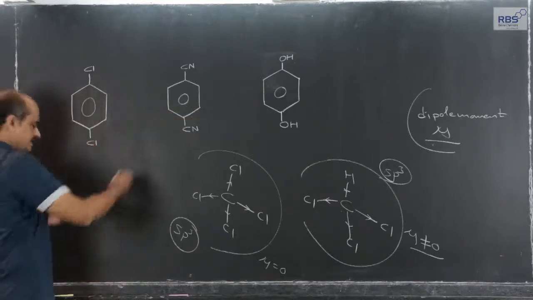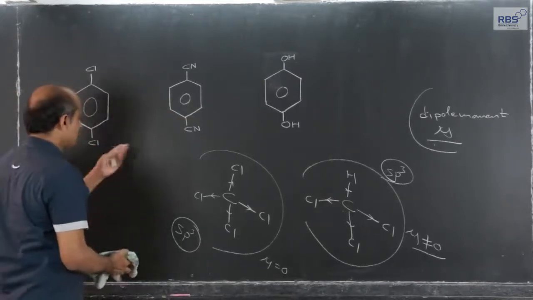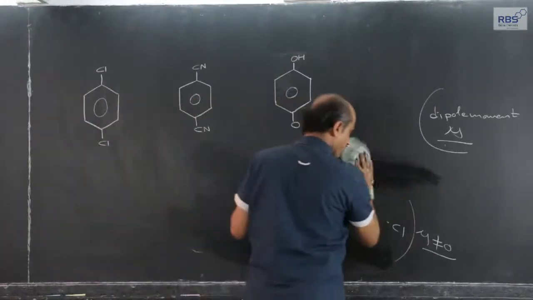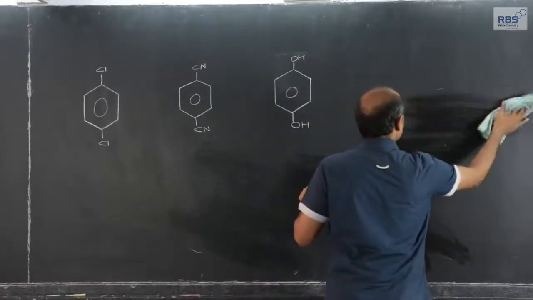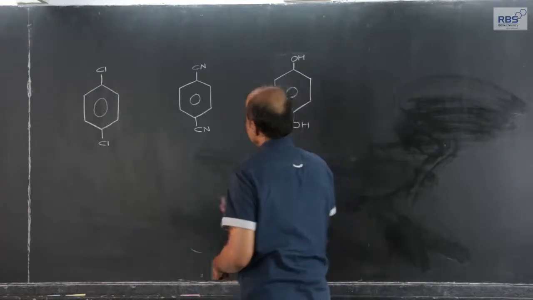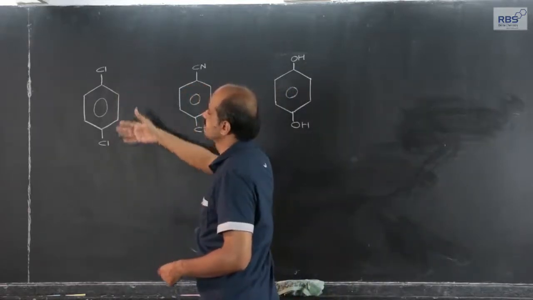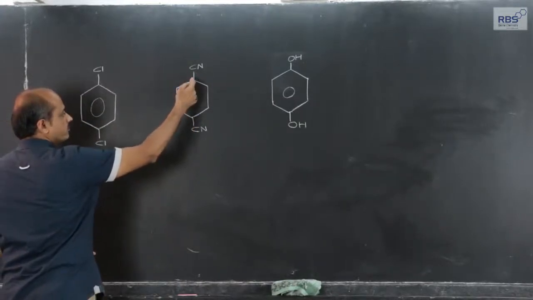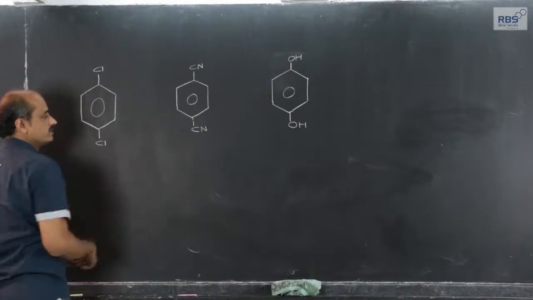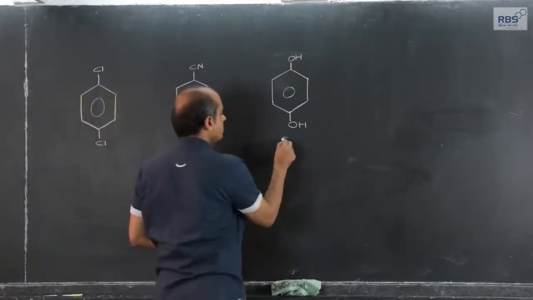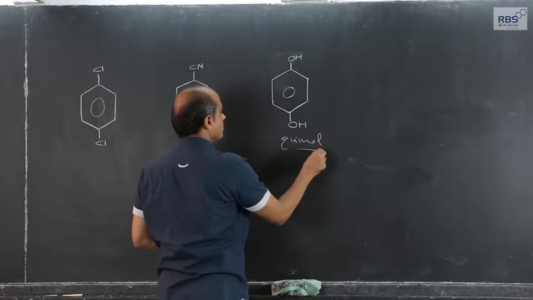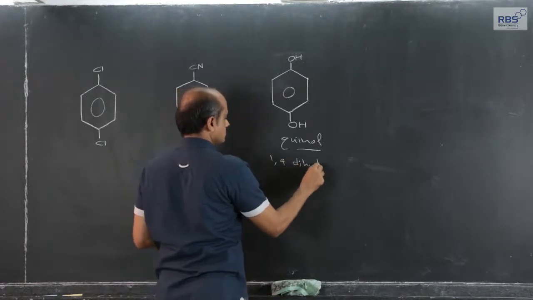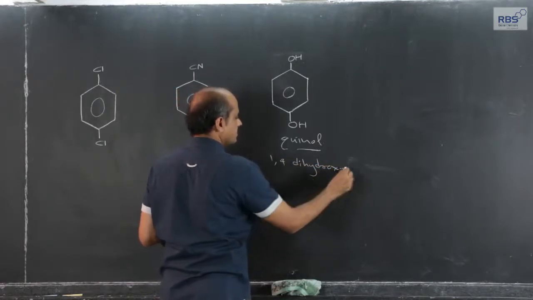Now, what about these three examples? What do you feel the dipole moments are, 0 or non-zero? The first case is 1,2-dichlorobenzene. This is 1,4-dichlorobenzene. Okay. If we start numbering from here, 1, 2, 3, 4, 1,4-dicyanobenzene. This is quinol, or it can be called 1,4-dihydroxybenzene.